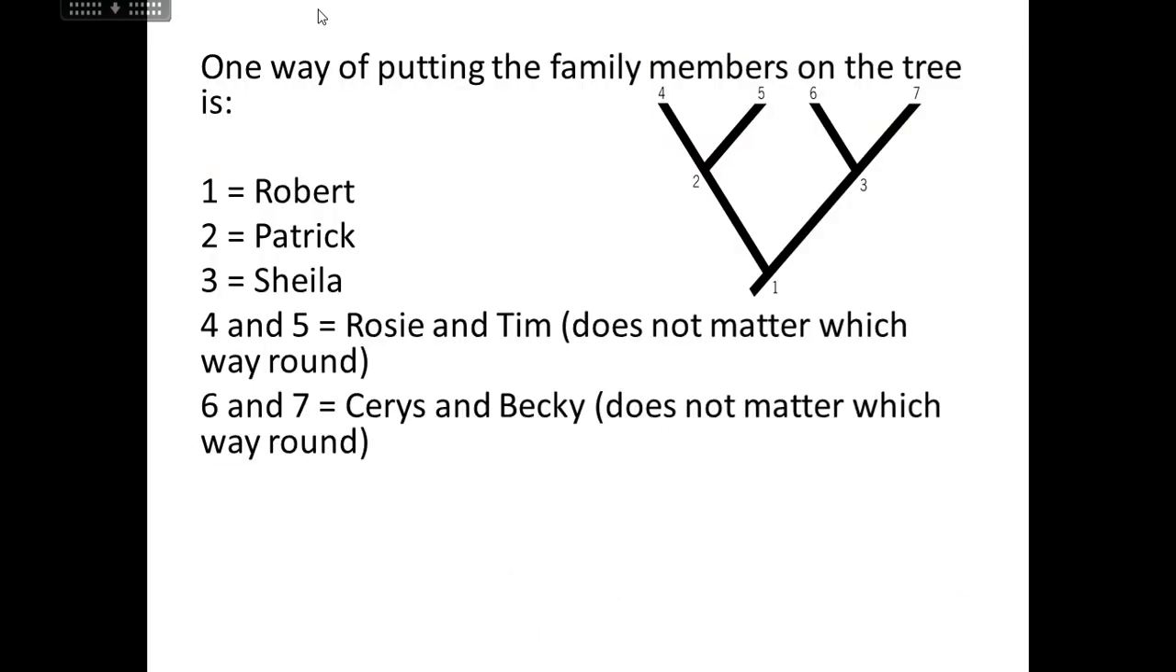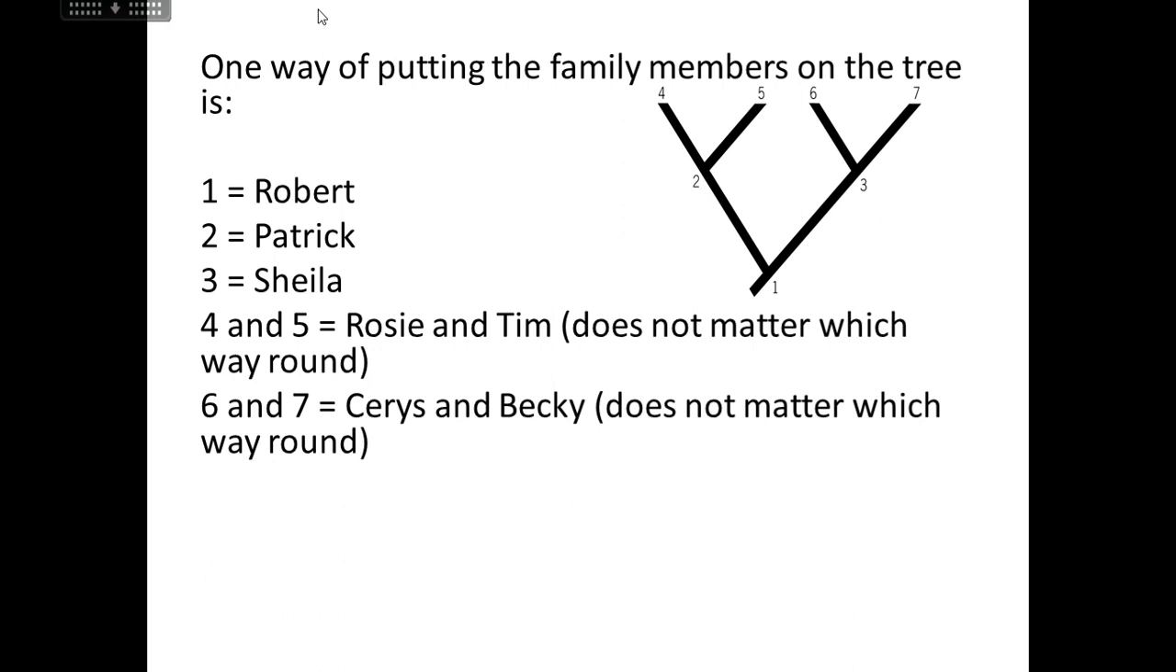So this is the one way I came up with. There is another way, I believe, but I couldn't figure it out, because this is the way I see it. So number 1 was Robert, number 2 was Patrick, number 3 I put was Sheila, and then for numbers 4 and 5, actually I think 2 and 3 could probably go the other way around as well, but you need to be careful then with where you put Rosie and Tim and Keris and Becky.